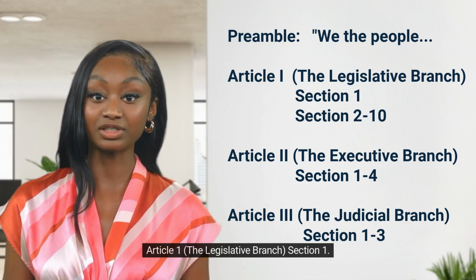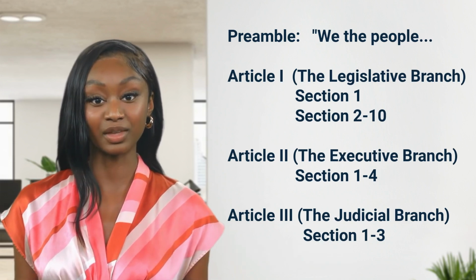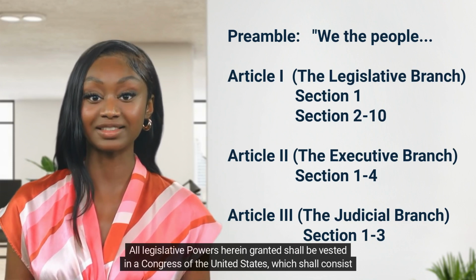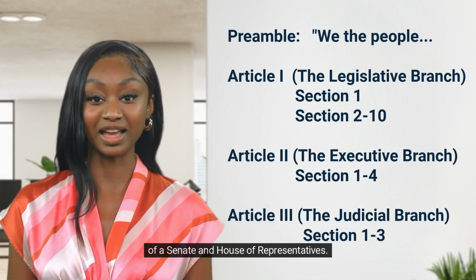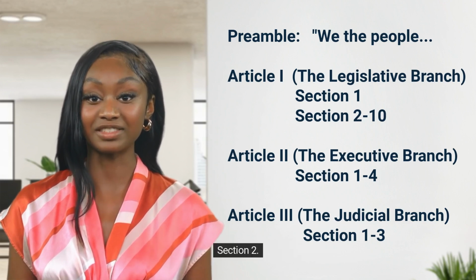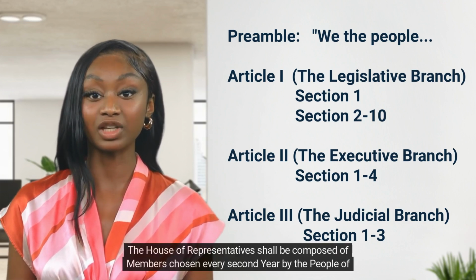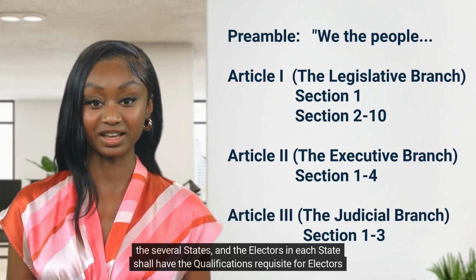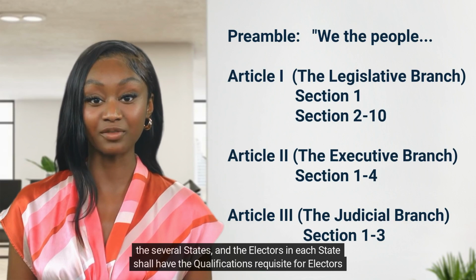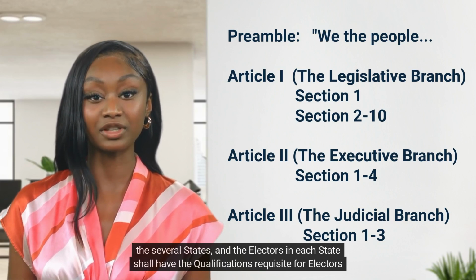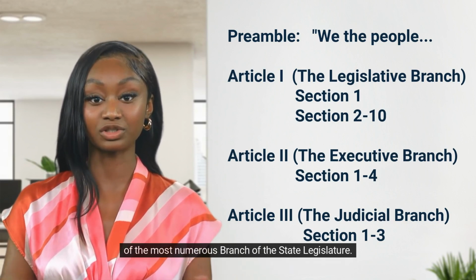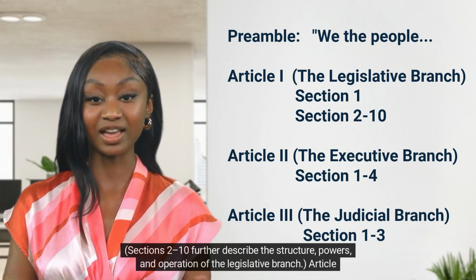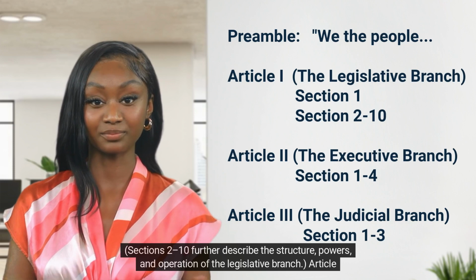Article 1. The Legislative Branch. Section 1. All legislative powers herein granted shall be vested in a Congress of the United States, which shall consist of a Senate and House of Representatives. Section 2. The House of Representatives shall be composed of members chosen every second year by the people of the several states, and the electors in each state shall have the qualifications requisite for electors of the most numerous branch of the state legislature. Sections 2-10 further describe the structure, powers, and operation of the legislative branch.